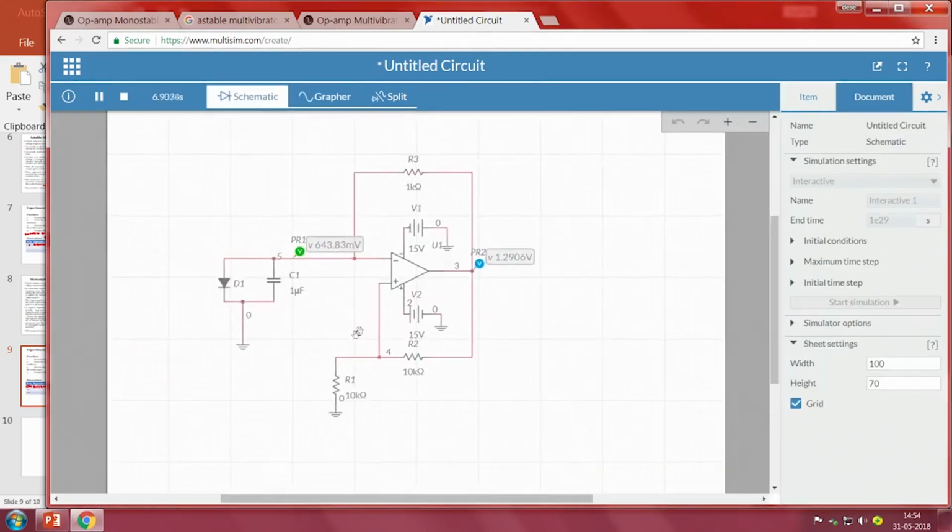Now, in order to make it monostable, I have to provide some triggering input at the positive terminal, isn't it. So, it makes the positive terminal go below, that means the negative value is higher than the positive value, so that the output goes to minus VCC. As a result, the capacitor will discharge from 0.7 volts to the minus threshold value. So, what is the minus threshold value in this case? It is nothing but minus 7.5.